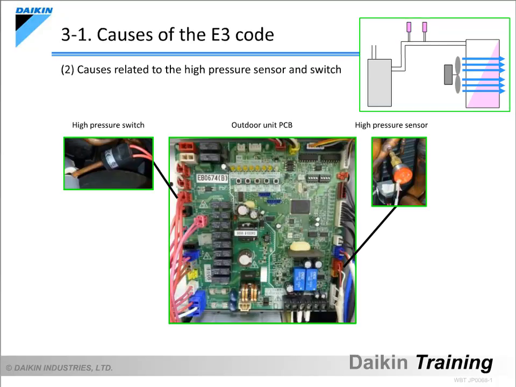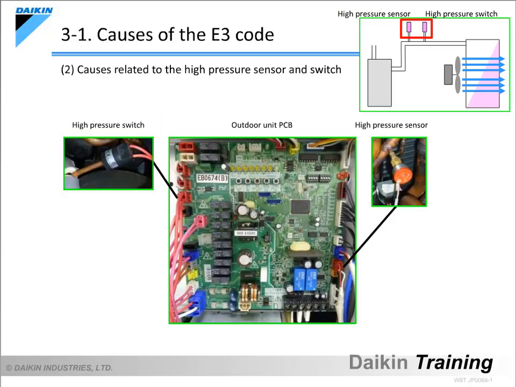Let's now look at the causes related to the high pressure sensor and switch. If there is a rise in the high pressure, the air conditioner first uses the high pressure sensor to reduce it via the compressor capacity control. If the compressor capacity control cannot sufficiently control the rise in the high pressure, the air conditioner uses the high pressure switch to turn itself off, and the E3 code is displayed on the remote controller.